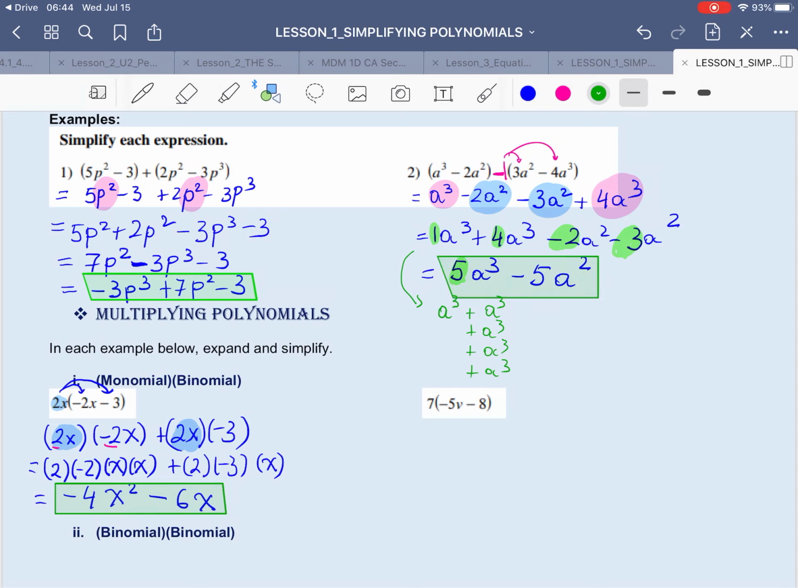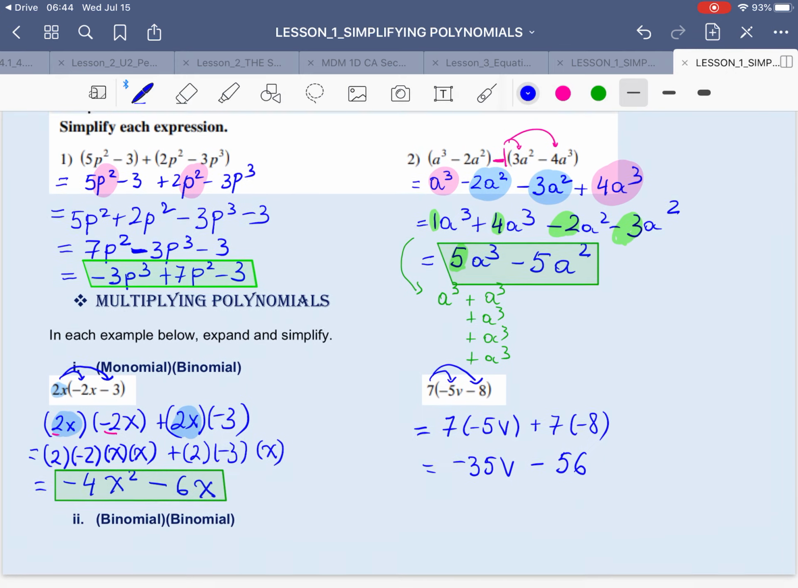Next question is 7 times negative 5v minus 8. Same idea. We're taking 7 and multiplying it by negative 5v, and then negative 8. So 7 times negative 5v plus 7 times negative 8. So that's negative 35v minus 56.